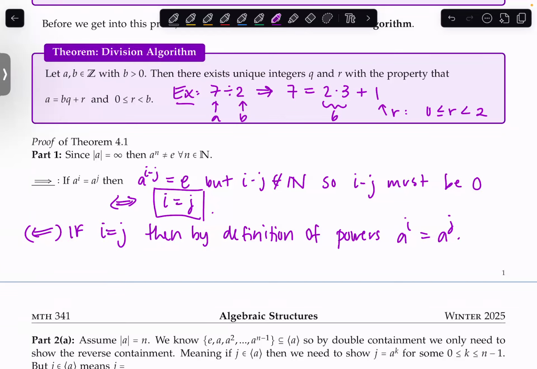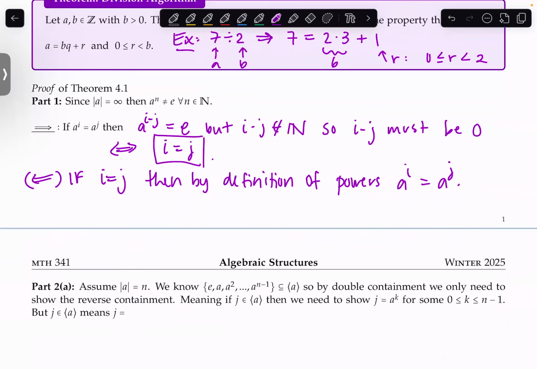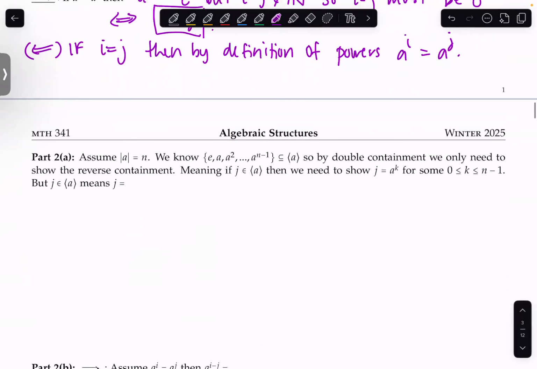When I have no power, no natural number power, that gives me back the identity. I know that the only way these elements will be the same is if the powers are exactly equal to each other. Okay, so let's look at our part 2, which is under the assumption that we're working with a finite ordered element. So let's say A has order n.